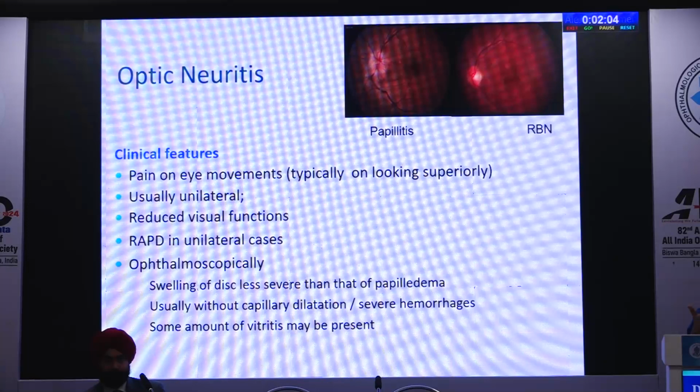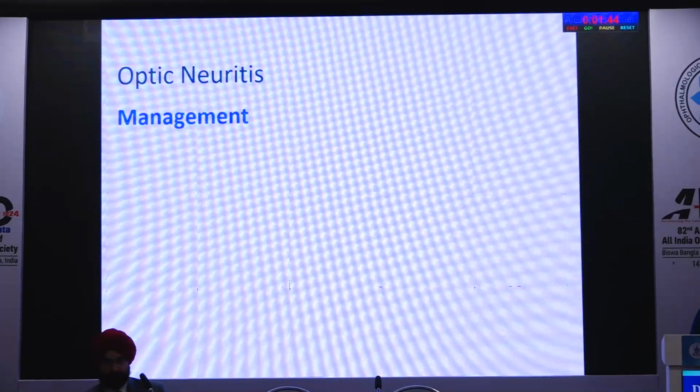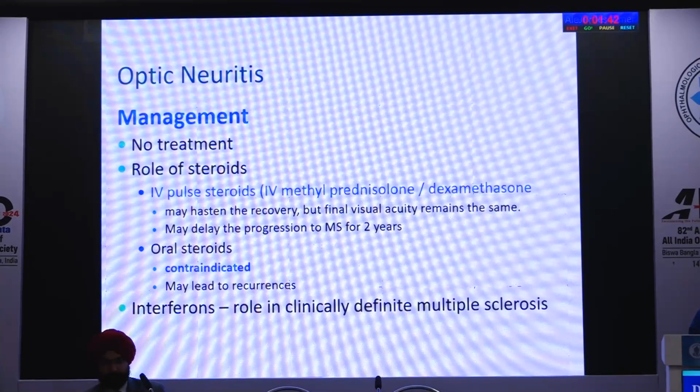Papillitis, most commonly optic neuritis, but of course unilateral disc edema could be due to anything, any inflammatory autoimmune cause affecting the disc could present with a disc edema or a papillitis kind of picture. Classical features of optic neuritis we have discussed earlier in this conference, and I won't go into details because of the lack of time, but essentially earlier we used to think that no treatment is an option for optic neuritis.